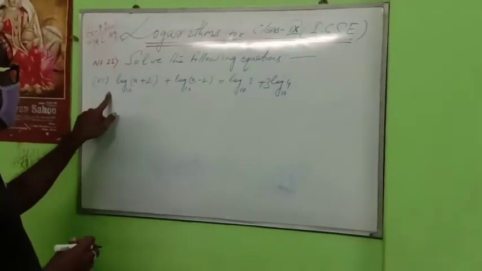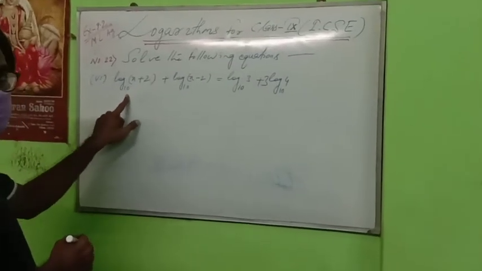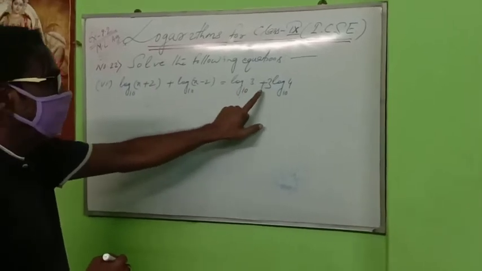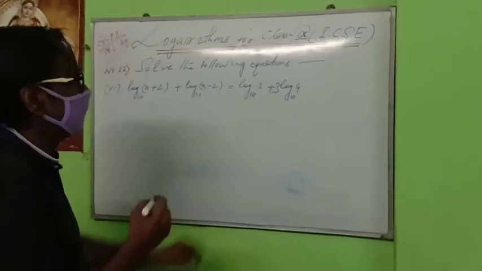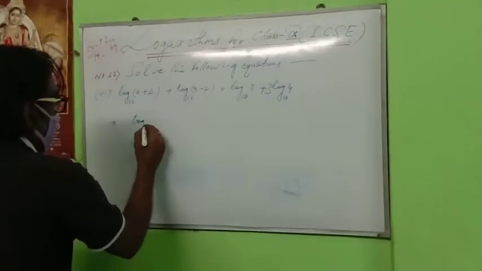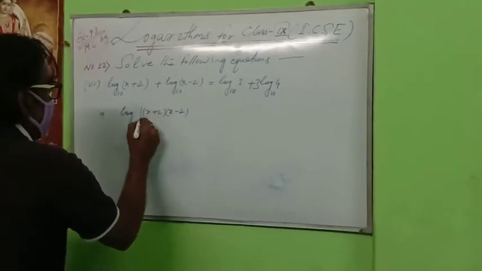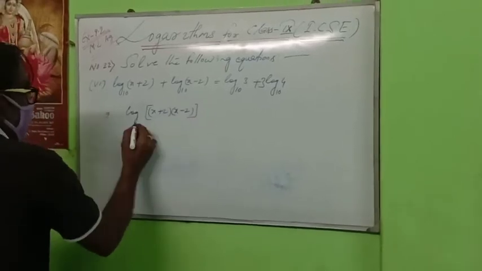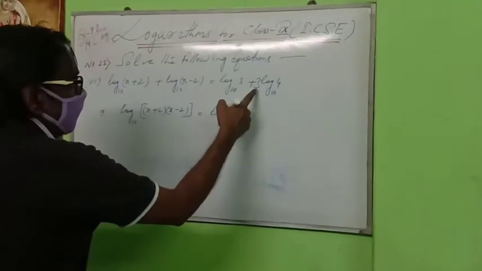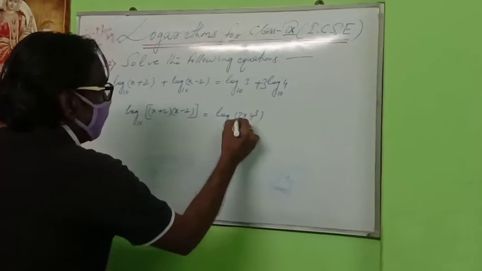See, the question number 6th part I am doing. Question given: log(x + 2) base 10, plus log(x - 2) base 10, is equal to log 3 base 10 plus 3 log 4 base 10. Okay. Now, this is plus sign given, you have to multiply: log (x + 2) into (x - 2). Just give bracket here. Base is how much? 10. Here log, here 3 will be power, means 3 into 4 cube, base 10.